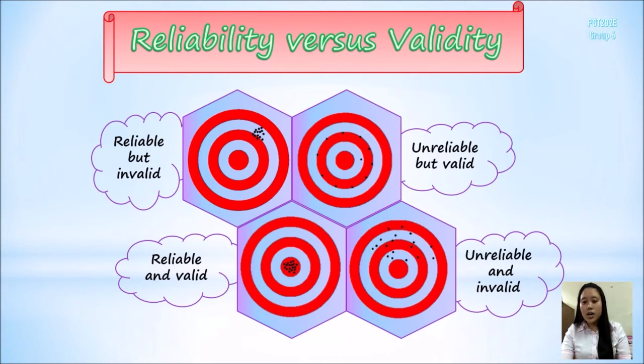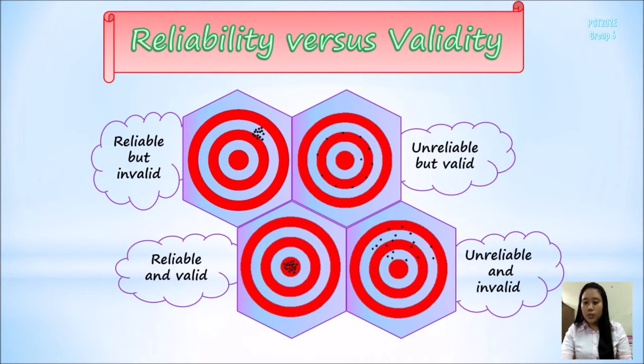And in the second picture, each result produced from the test is different from each other, so it is unreliable, but the results are surrounding the center, that is, surrounding the accurate value, so we can consider it to be valid. So this picture shows unreliable but valid. And in the third picture, the results produced from each test are similar to each other, and they are located at the center, closer to the true value. So this picture shows reliable and valid.